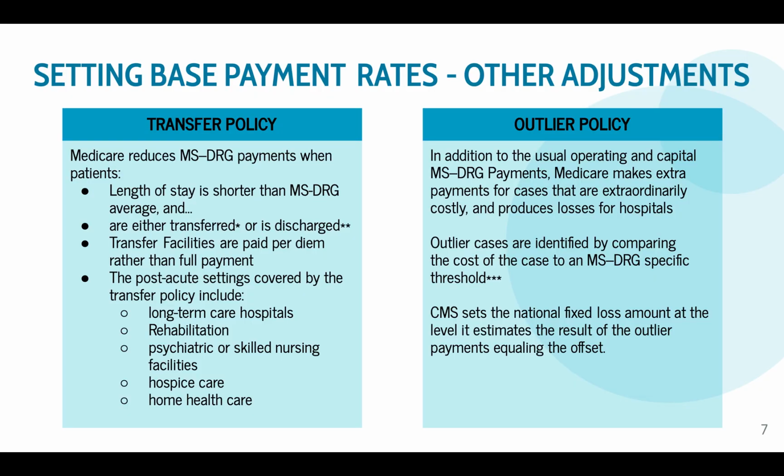Next, we have other adjustments. So first, transfer policy, which states Medicare reduces the MS-DRG payment for patients whenever their length of stay is shorter than the average length of stay, and they are either transferred or discharged. Next, outlier policy. This policy states that Medicare will make extra payments for any cases that produce a loss for a hospital.